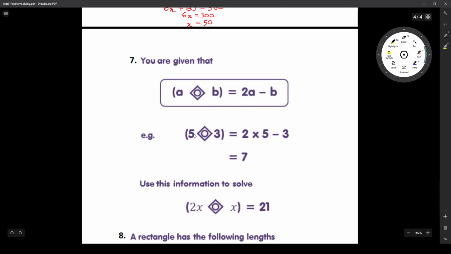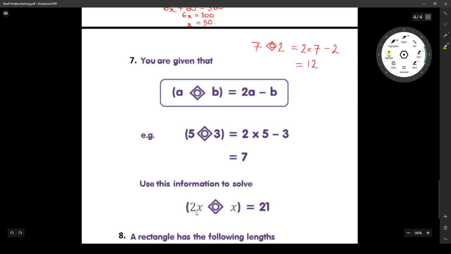And they give you an example with 5 and 3. So you do two lots of the first number, two lots of 5, subtract one lot of 3, so you end up with 10, take 3. So if I give you another example, say we had like 7, 2, well, we do two lots of the first number, take away one lot of the second number. That's 14, take 2, so this would be 12.